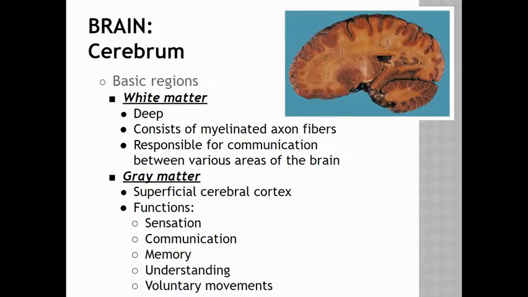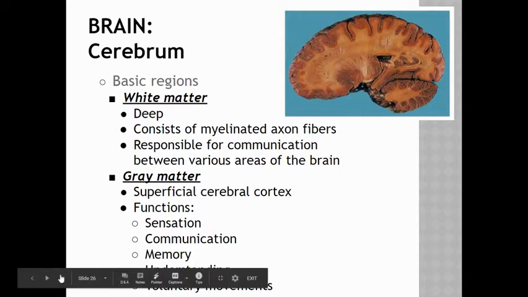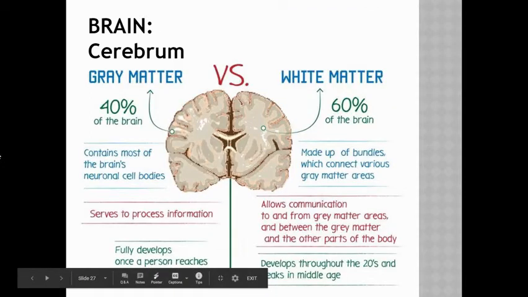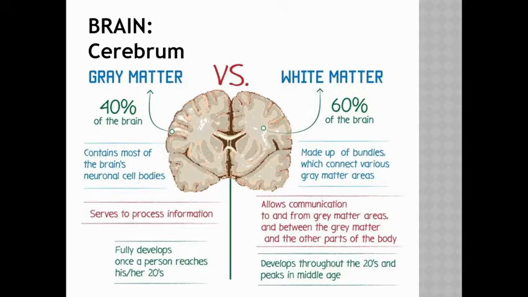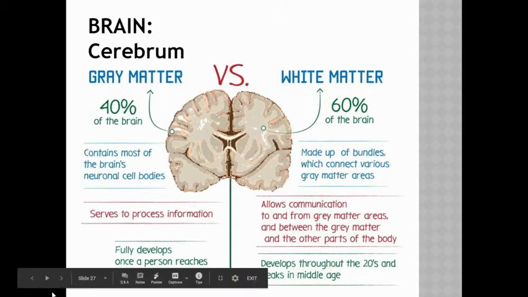The gray matter is the superficial cerebral cortex. So the outermost layer is going to be gray matter, and it is characteristically darker. Functions of gray matter would be sensation, communication, memory, understanding, and control of voluntary movements. On average, we have about 40% gray matter and about 60% white matter within the brain.